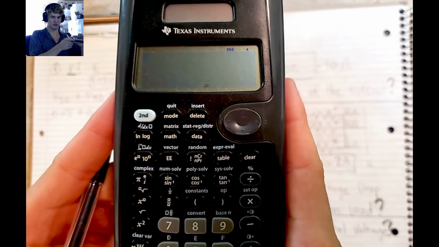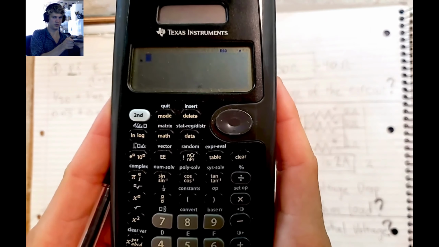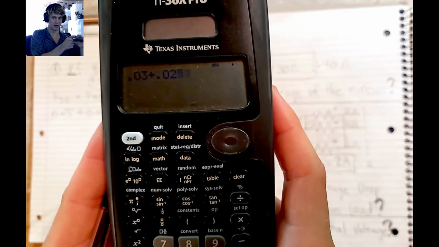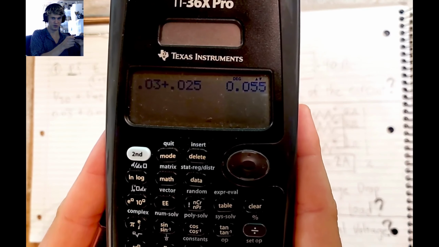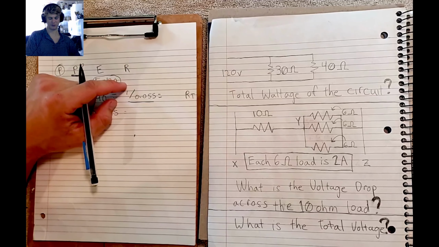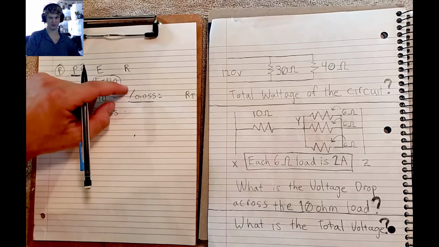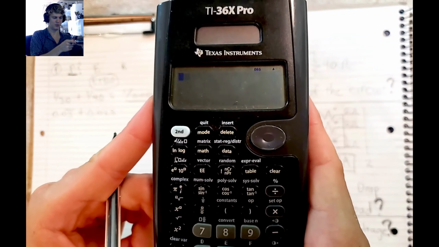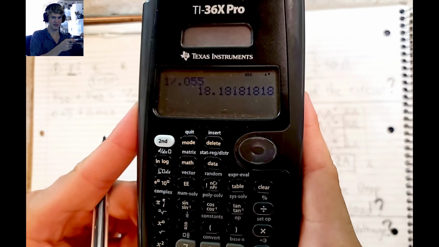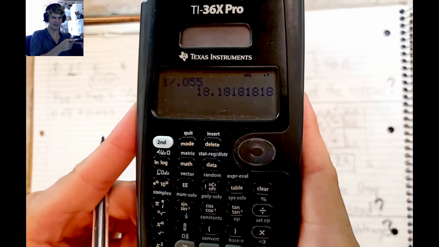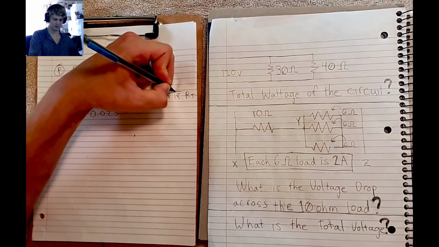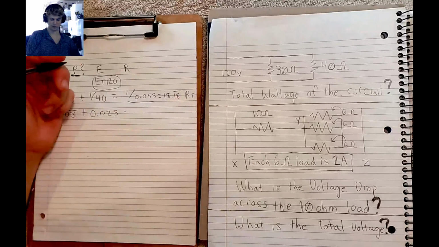In this case, I think we're just going to use the numbers how they are. So I'm going to do 0.03 plus 0.025, and I'm going to get 0.055. But remember, that is just our total of these, which we still have to do 1 over. So now 1 over 0.055, and we get 18.18 repeating. The line over it says that both the numbers are repeating.